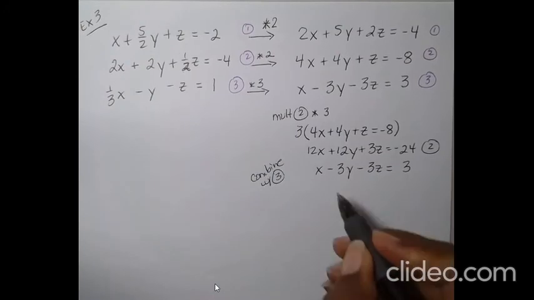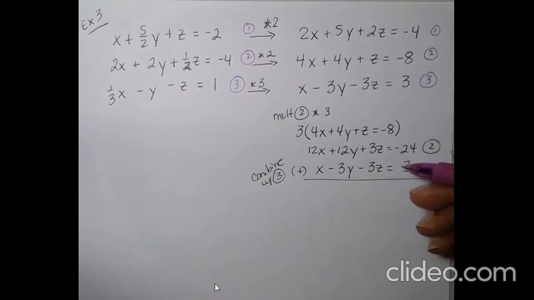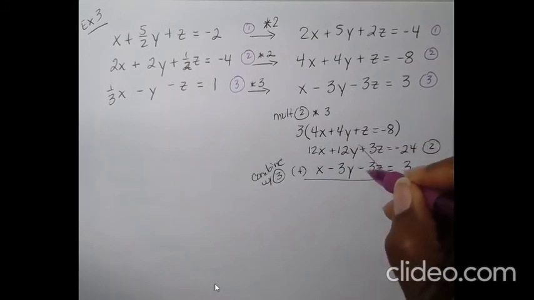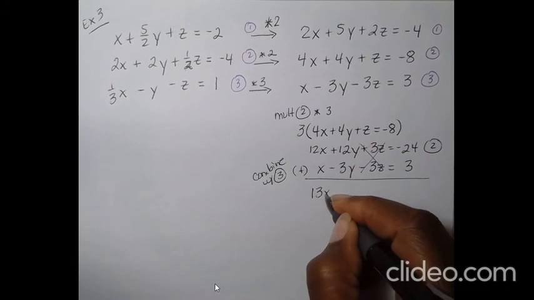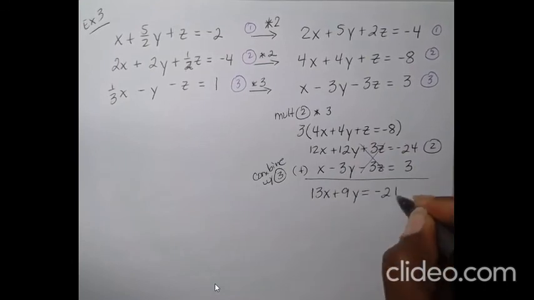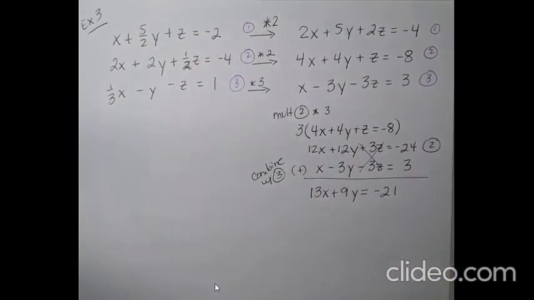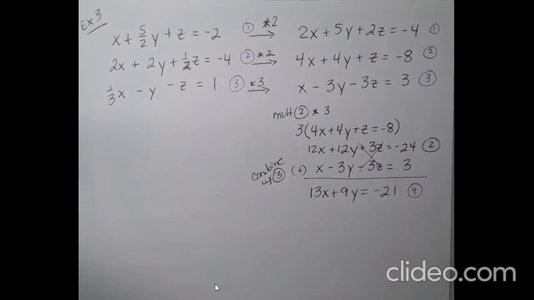Why are we adding these two together? It's because we now have positive 3z and negative 3z. They cancel each other out. And we're left with 13x plus 9y equals negative 21. This now we're going to call our equation number 4. What else can we do to get an x and y together?